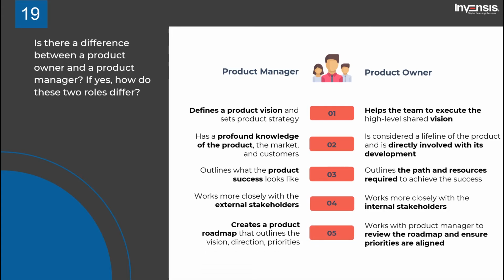The product manager creates a product roadmap that outlines the vision, direction, priorities, and other things. But the product owner works closely with the product manager when required to review the product roadmap and make sure the priorities are aligned properly. By this point, we have a clear distinction between a product owner and a product manager's responsibilities. Often the responsibilities can shift a little when teams undergo a transformation.